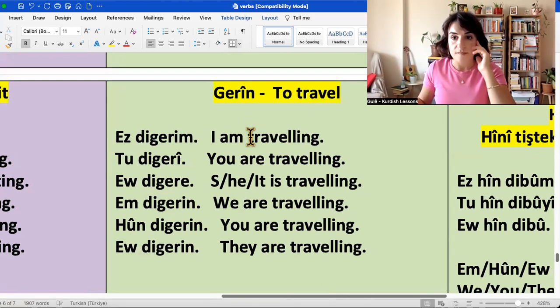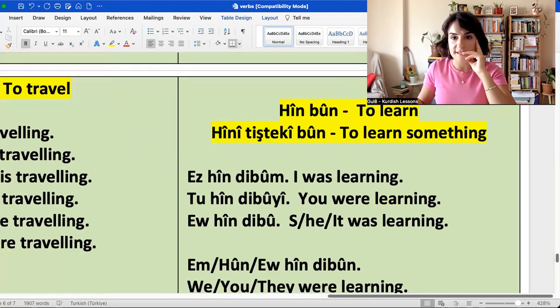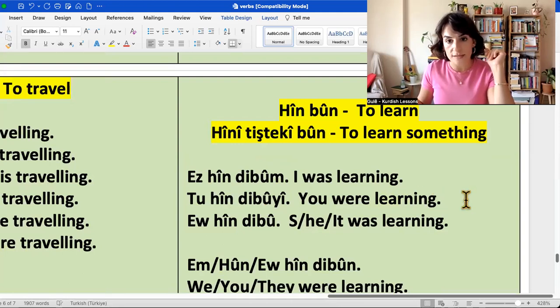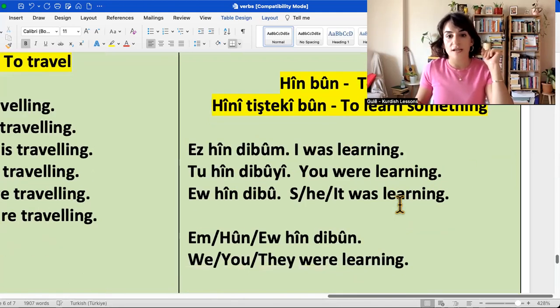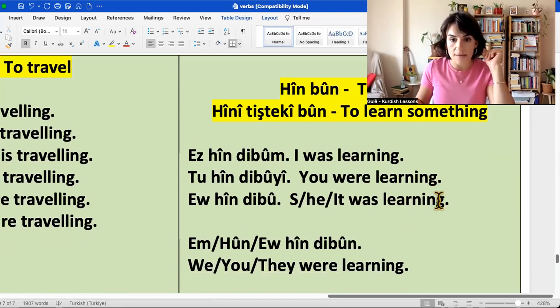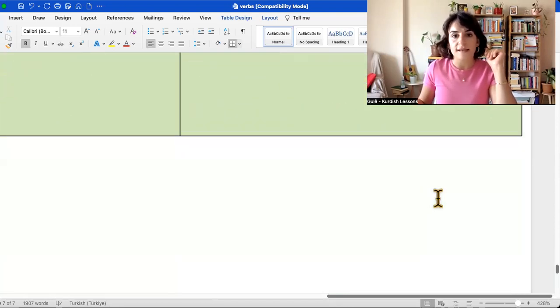Okay? And the last word is hin bun, to learn. Hini tishteki bun, to learn something. So as hin the boom, I was learning, to hindbui, you were learning, or hindbu, she, he, or it was learning. Okay. Yes, I think that's all.